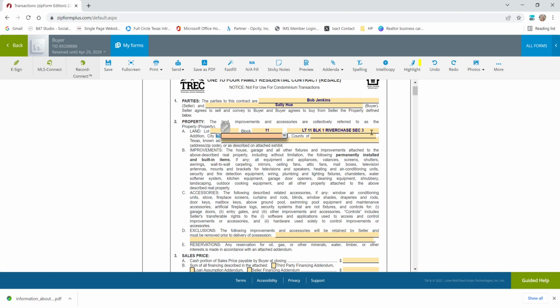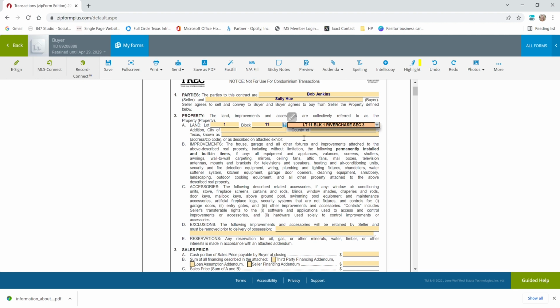Again, I'll show you that in a different video, but you do have to put the exact same thing that it says on the legal description. You cannot miss anything. You can't take anything off or abbreviate it. It has to be exactly what it shows on the legal description, even if it doesn't make any sense to you. Let's put Kingwood for the city, county.